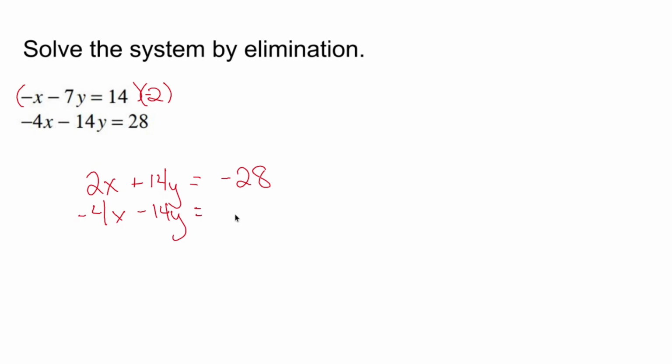Now, if you're wondering, sir, why didn't you just multiply the top equation by -4 and eliminate the x's? I could have. You'll get the same answer. I just decided not to do it that way. Leave me alone.